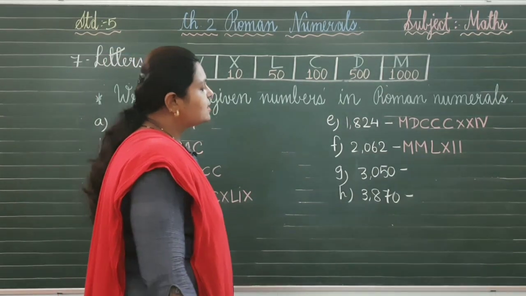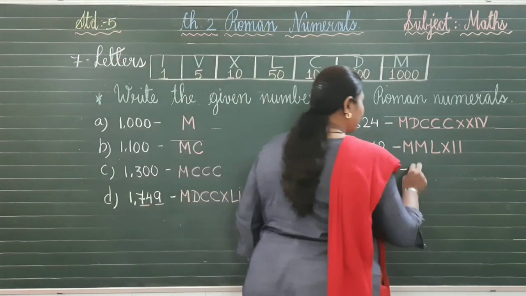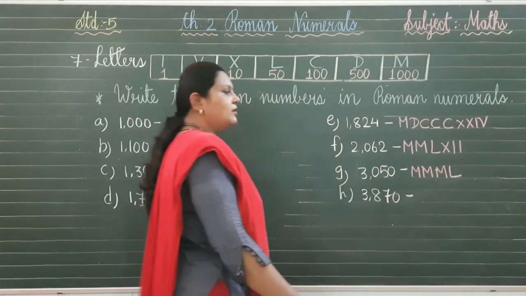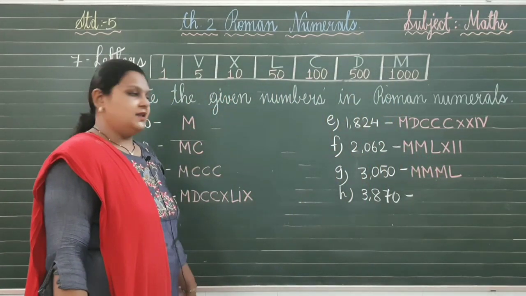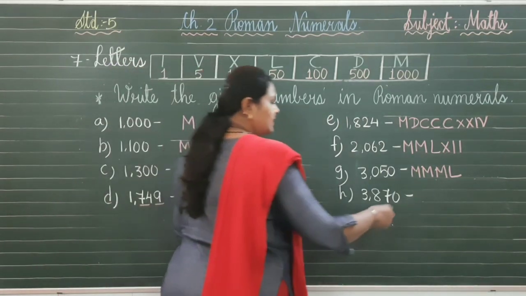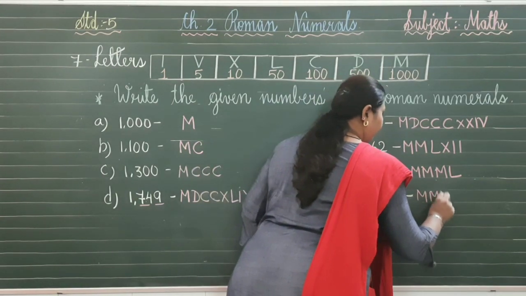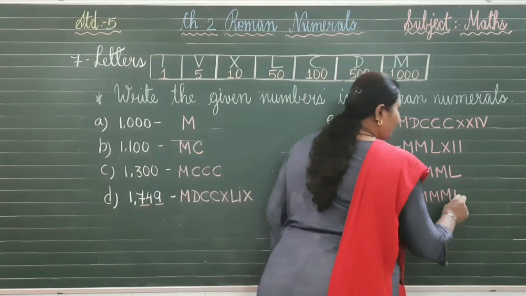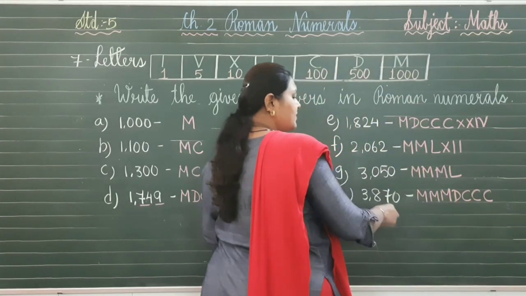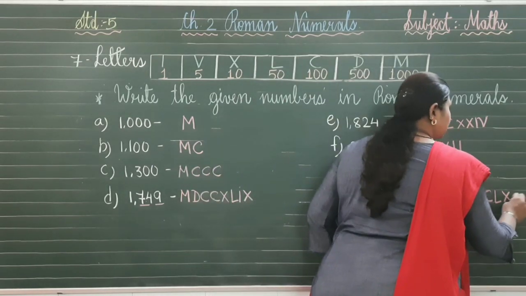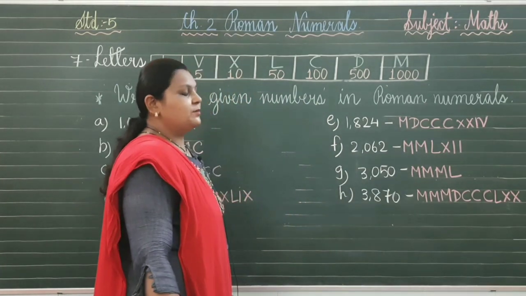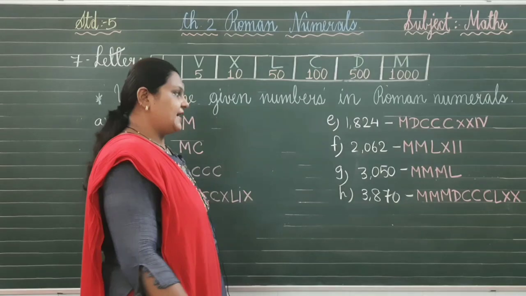Next 3050. 3000 means triple M and 50 means L. So which number formed? Triple M, L. Next 3870. 3000 means triple M. 800 means 500, 600, 700, 800 and 70. 50, 60, 70. So which number formed? Triple M, D, triple C, L, double X.